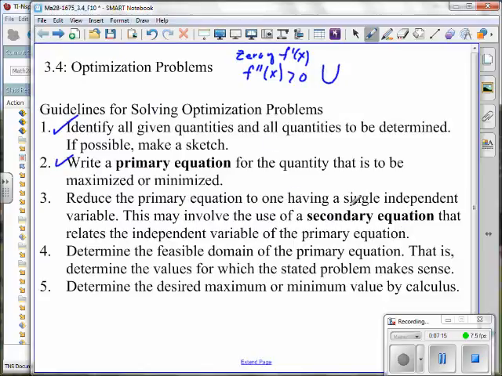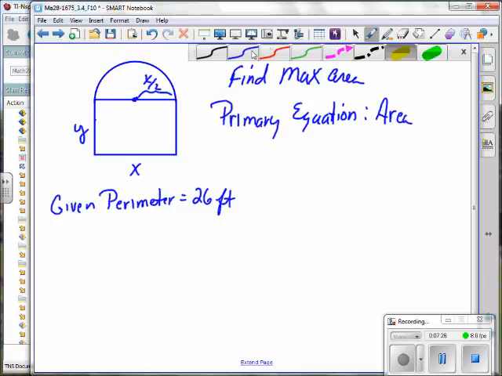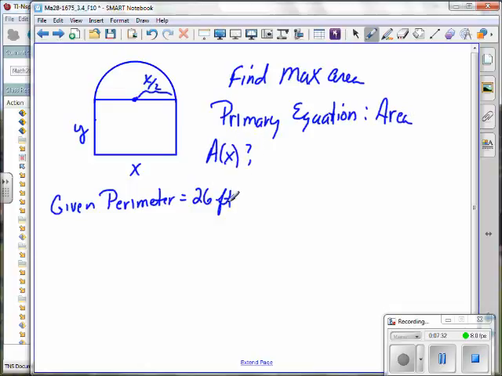Use a secondary equation so that you end up with a single independent variable in your primary. Single independent variable. So over here, do I want to write this in terms of, do I want A of x or do I want A of y? What's going to be my primary, my single independent variable? Well, you may not know that until you get into the problem.